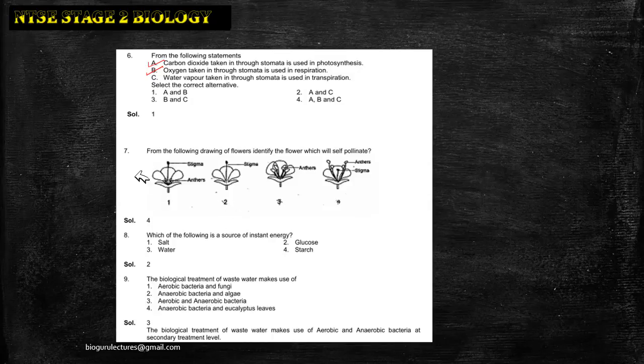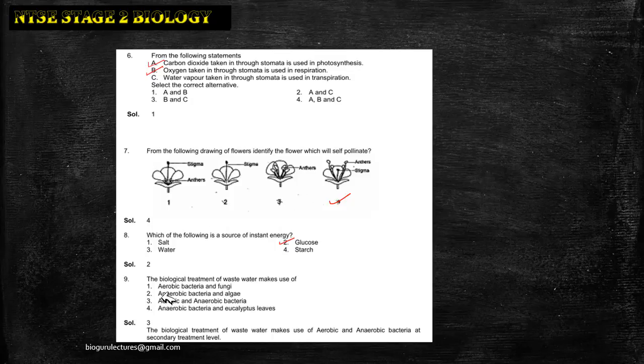Next, question 7. From the following drawings of flowers, identify the flower which will self-pollinate. As you know, when the anthers are high and the stigma is in the middle, then it favors the condition of self-pollination. Hence we can go with option 4 here. Next, question 8. Which of the following is a source of instant energy? So you can always go with the answer glucose.